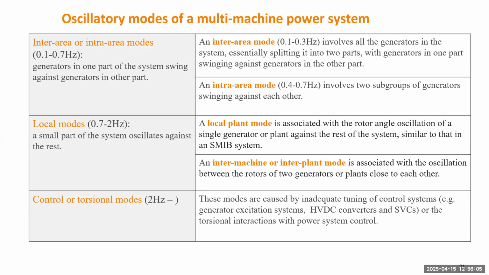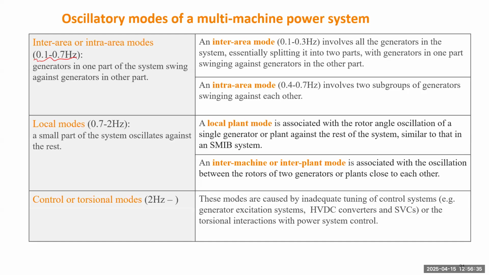Depending on the frequencies of those oscillatory modes, we can categorize those modes into three types. The first one has slower frequency, so usually it's lower than 0.7 hertz. We call it inter-area mode. Inter-area mode means there are two areas oscillating against each other. Because the two areas can be far from each other, connected through long transmission paths, the frequency is slow.